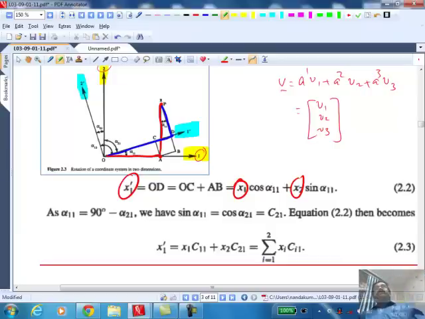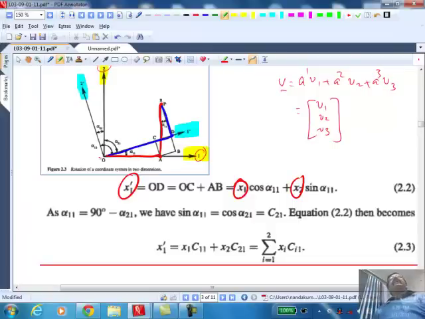keeping the position vector invariant. The position vector should be the same in both the coordinates. So what are the components? What values of red should I give? What values of blue should I give? So that you reach the same point in two different coordinate frames. So if I know x1, x2, I should be able to calculate x1 prime, x2 prime.